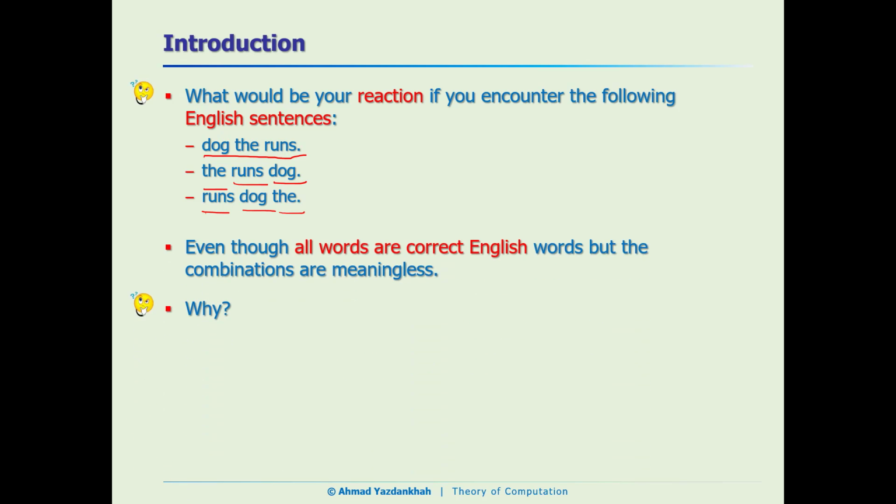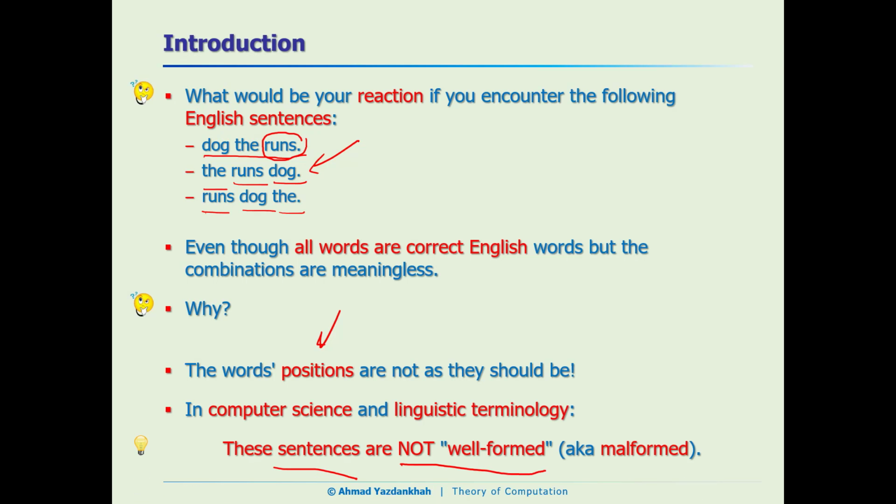All of the words are correct English words, but why do these sentences look so weird? Because the words' positions have a problem. The words' positions are not as they should be and as they are expected. You see what the problem is? Okay, so we would need a name for this situation. In computer science and linguistic terminology, these sentences are not well formed, or equivalently, they are malformed.